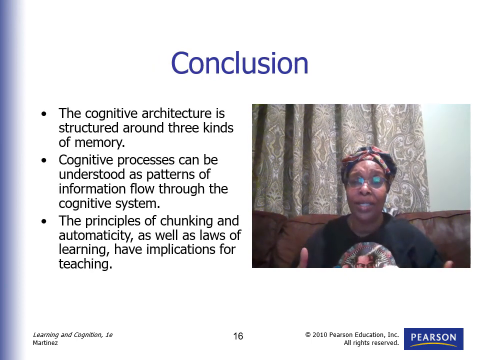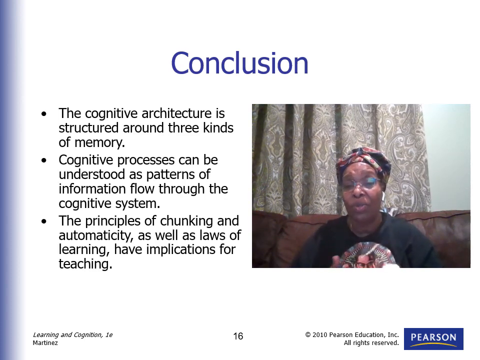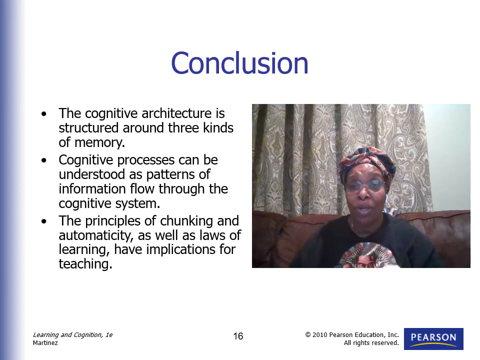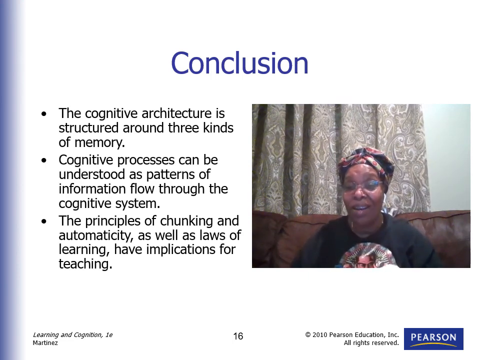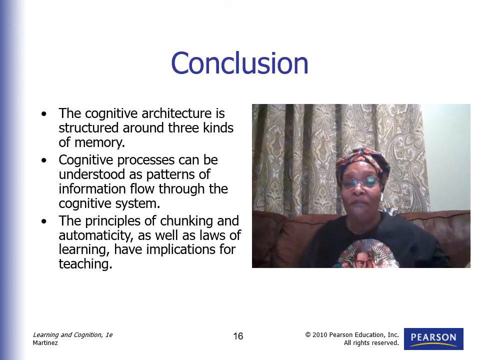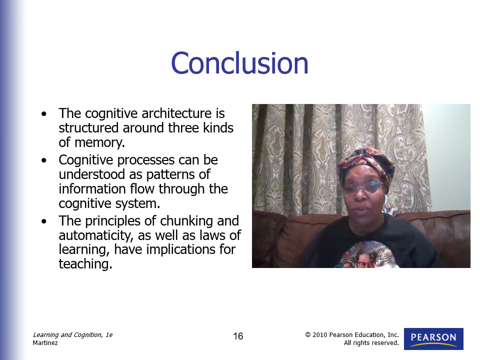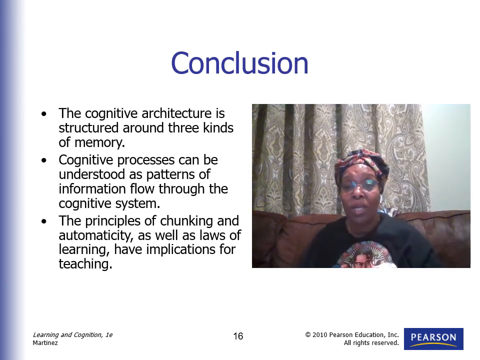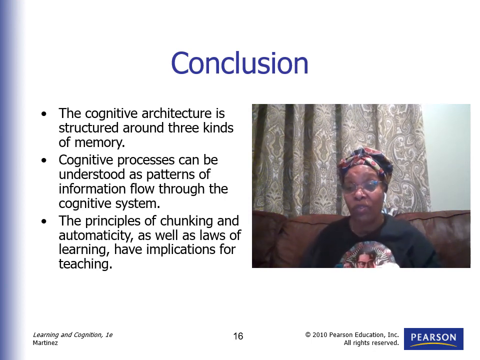So in conclusion, when we're talking about the cognitive architecture, we know that there are 3 types of memory that we are working with, and that's short-term, working, and long-term memory. Cognitive processes can be understood as patterns of system information that flow through our cognitive system. We've looked at the principles of chunking and automaticity, as well as discussed the laws of learning and how they help in terms of teaching, as well as what you remember and recall.